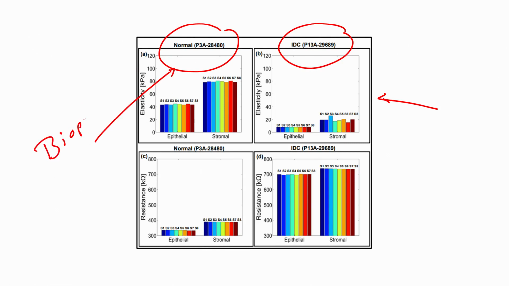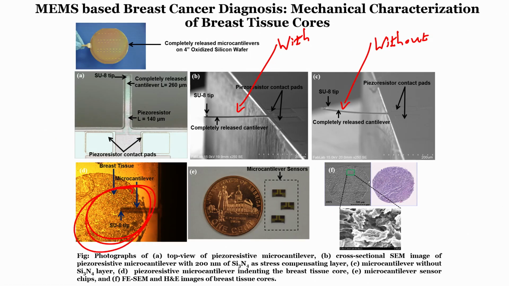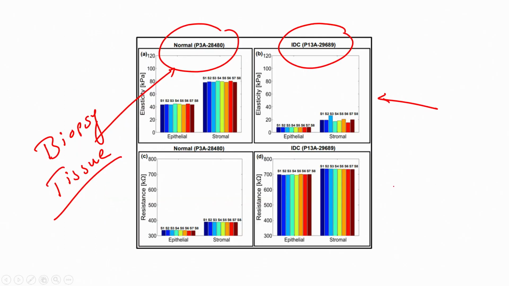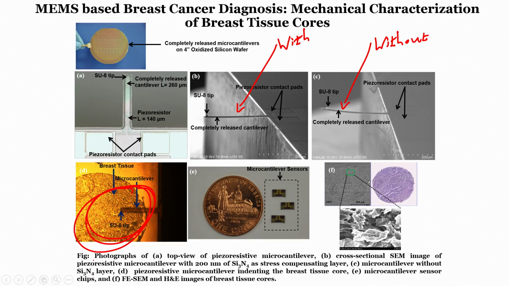So, it is a biopsy tissue on which we are indenting the piezoresistive microcantilever in this way, and we are indenting at 8 different places within a given ROI, the given region of interest. So, if this is the tissue, for example, and this is a region of interest, then we will indent in this region at 8 different places to get the tissue property out.